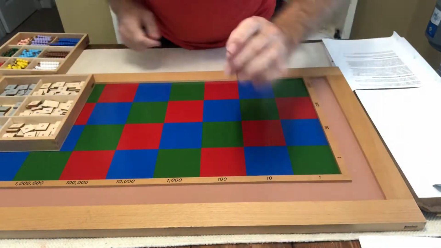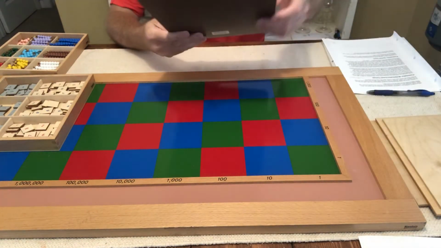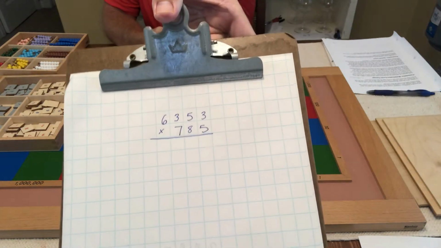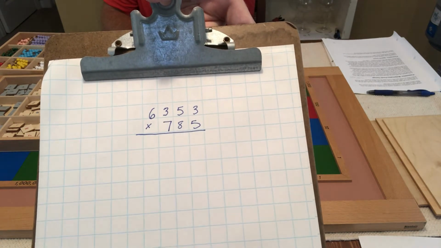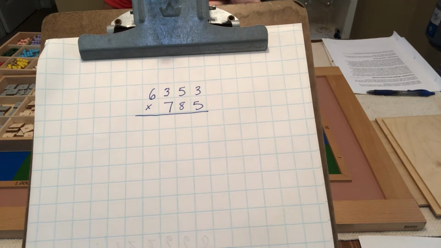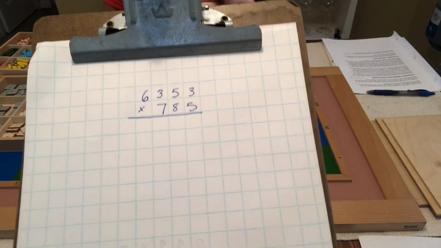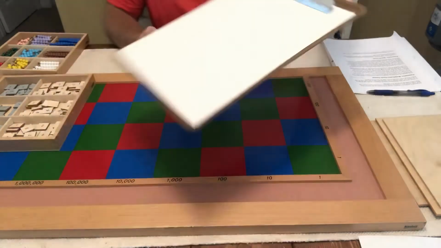So here's our multiplication checkerboard, and the problem today is 6,353 times 785. So write it down. If you have some paper that has grids on it, some grid paper like this, please use that and make sure that the numbers are in their correct place value.